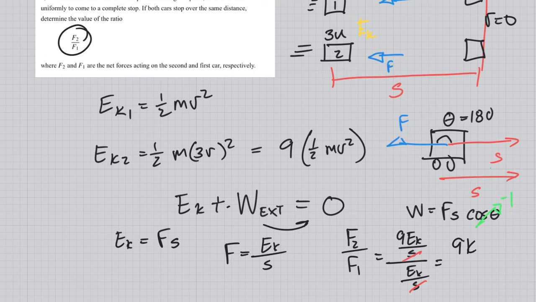9 kinetic energy for car 2 over kinetic energy. So because car 2 has 9 times the energy, essentially what we're going to have is 9 times the force because there's just a 1 right here. So that fraction that we would have would be 9/1 for the ratio of force 2 divided by force 1.